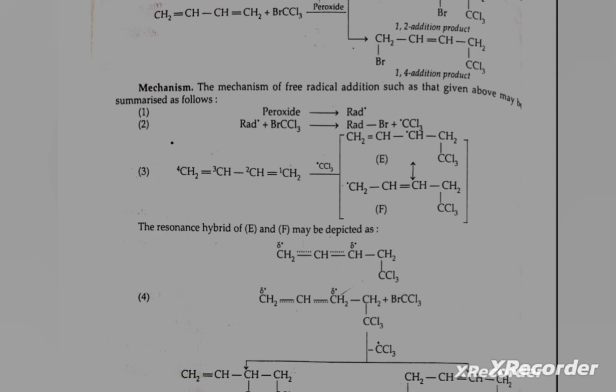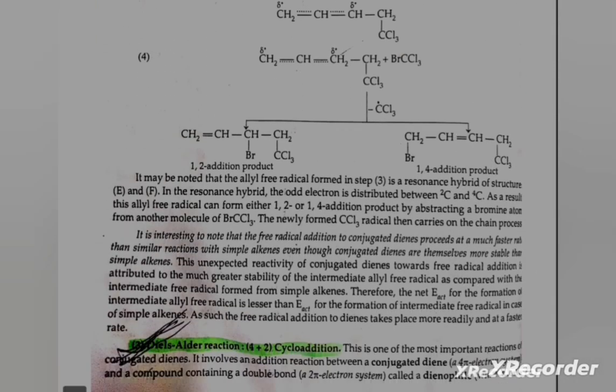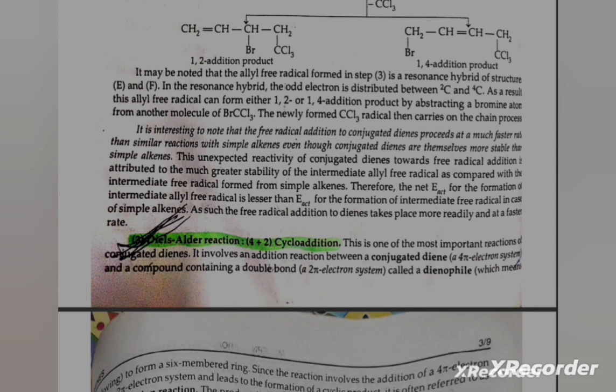Mechanism. The mechanism of free radical addition such as that given above may be summarized as follows. It may be noted that the allyl free radical formed in step 3 is a resonance hybrid of the structures E and F. In the resonance hybrid, the odd electron is distributed between C2 and C4. As a result, this allyl free radical can form either the 1,2 or 1,4 addition product by abstracting a bromine atom from another molecule of BrCCl3. The newly formed CCl3 radical then carries on the chain process.